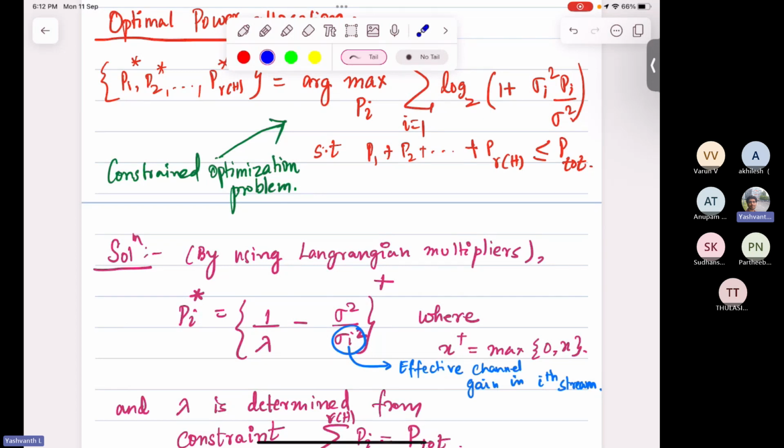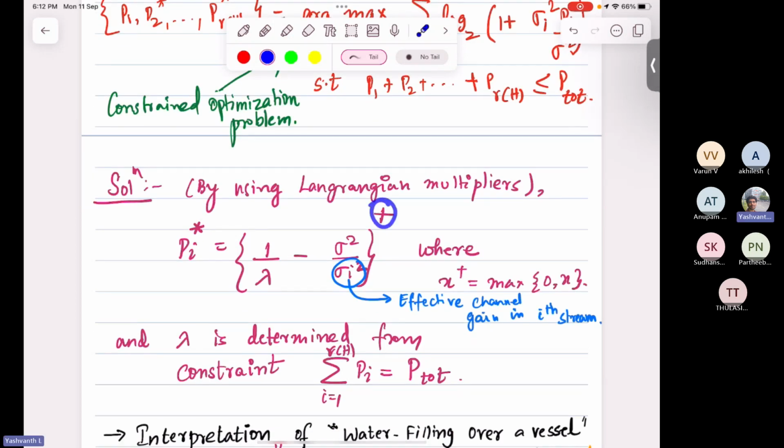That's why, to incorporate that fact, I use a plus star, meaning that if this 1 by lambda minus sigma square by sigma i square turns out to be a positive number, retain that number as it is. If it turns out to be a negative number, just make it 0. So the operator x plus is defined as max of 0 comma x. Whenever x is greater than or equal to 0, max of 0 comma x is the same as x itself. But whenever x is negative, max of 0 comma x will be 0. So this plus will ensure that pi is always a non-negative number.